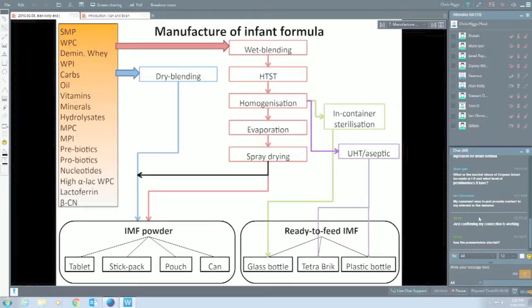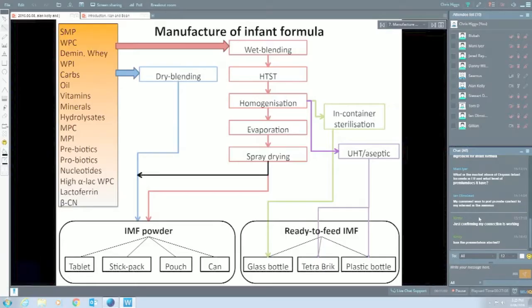Then, as the flowchart indicates, there are a number of routes of manufacture, whether there's wet blending of ingredients, followed by heat treatment, homogenization, and then either in-container or UHT processing to give us the ready-to-feed formulations in the glass bottles, Tetra Briks or plastic bottles, or whether we evaporate and spray dry to give us powder, or else we dry blend or partially dry blend in some of our ingredients to give us our dry product.